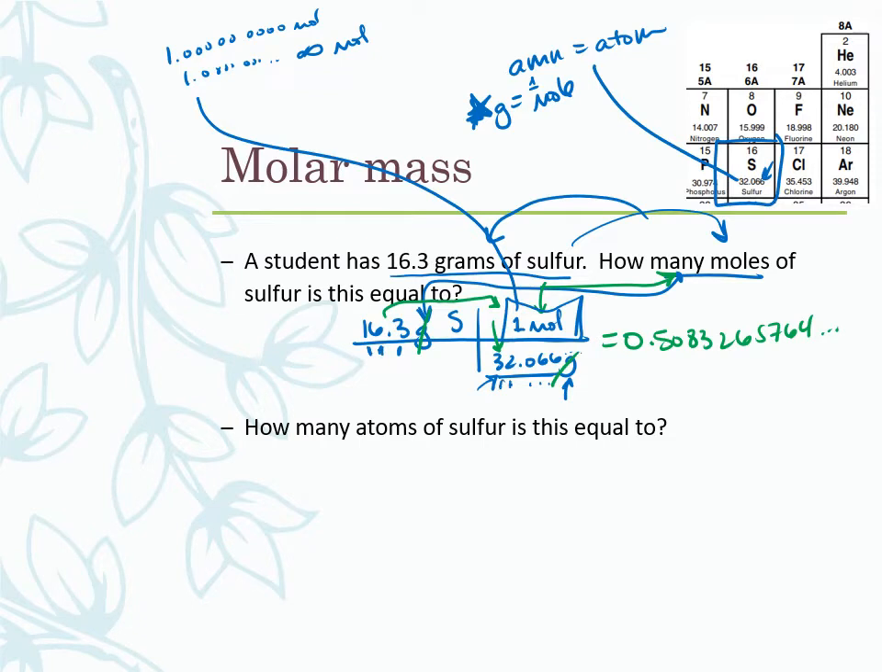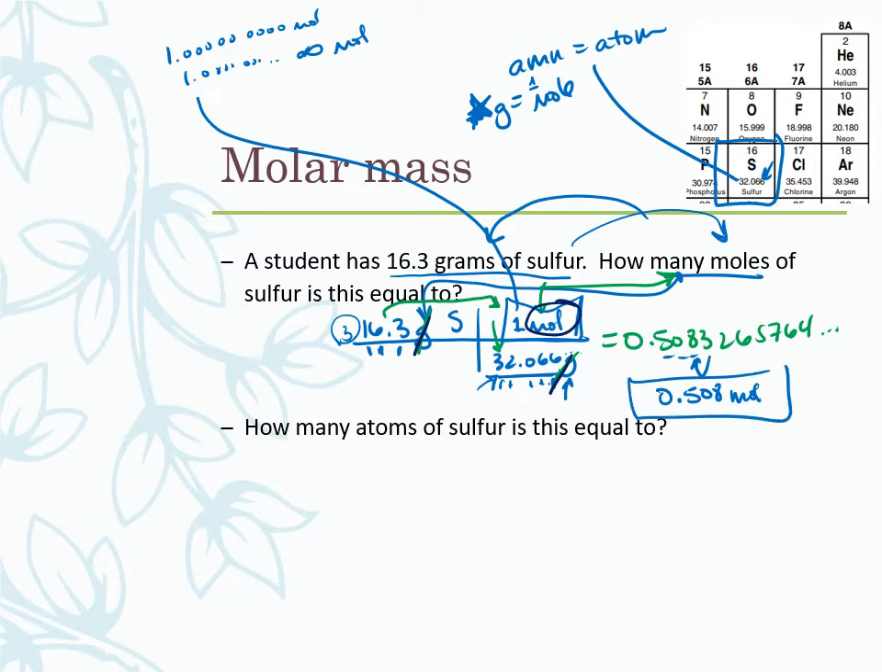We're going to count 1, 2, 3, 4, 5 here. 3 is smaller than 5. We're going to keep 3 sig figs. 1, 2, 3. That 3 is going to do nothing to that 8. So my final answer is 0.508. My unit label is going to be moles because my grams canceled out. Unit label moles. And this is my final answer.